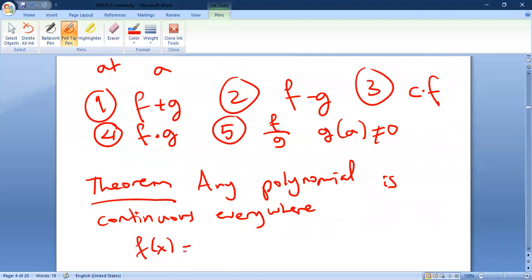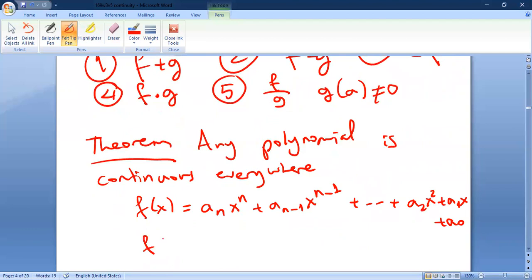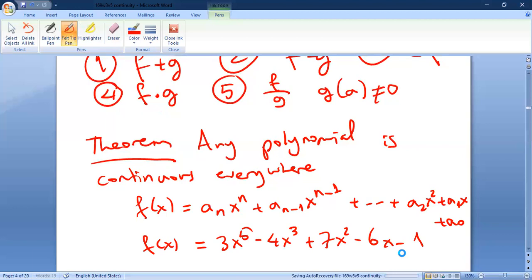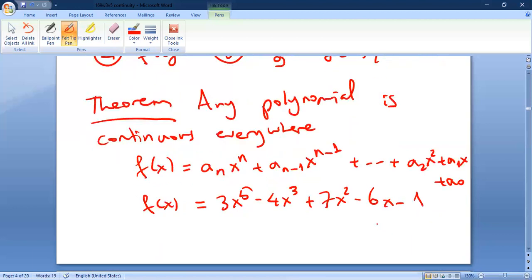A polynomial is a function like a_n x^n + a_{n-1} x^{n-1} + ... + a_2 x^2 + a_1 x + a_0. For instance, we can have something like 3x^5 - 4x^4 + x^3 + 7x^2 - 6x - 1. This is a polynomial. Okay, x squared alone is a polynomial. Linear functions are polynomials. Constant functions are also polynomials.